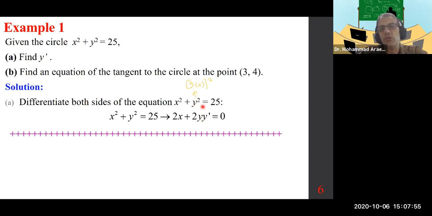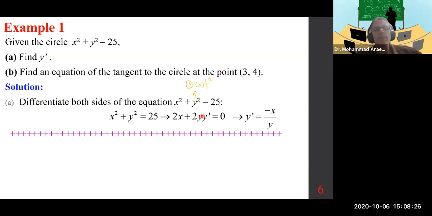By the chain rule, the derivative of g of x squared is 2 times g of x and then times g prime of x. That part is by the chain rule. So we are here. Now, simply put, move the 2x, you get negative 2x, divide by 2y, and that's your y prime. So that's simple algebra. After we get the first step, the rest is just algebra.